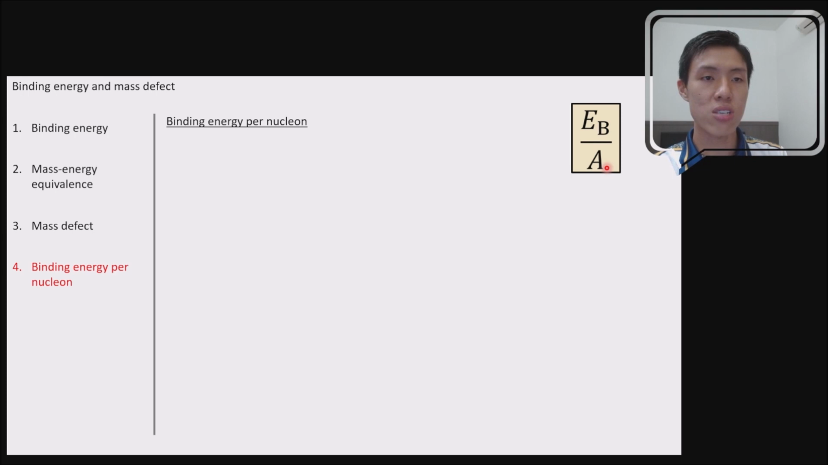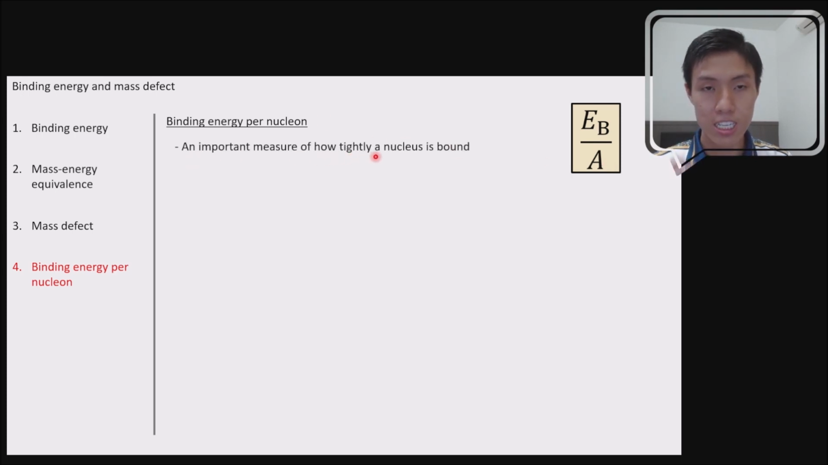So binding energy per nucleon is an important measure of how tightly a nucleus is bound. Generally, if you have a tightly bound nucleus, you have a great binding energy per nucleon. If you have a loosely bound nucleus, you have a low binding energy per nucleon. This binding energy per nucleon represents a measure of stability. If you think about it, it makes sense, because if you have a tightly bound nucleus, that means you have a high binding energy per nucleon, right?